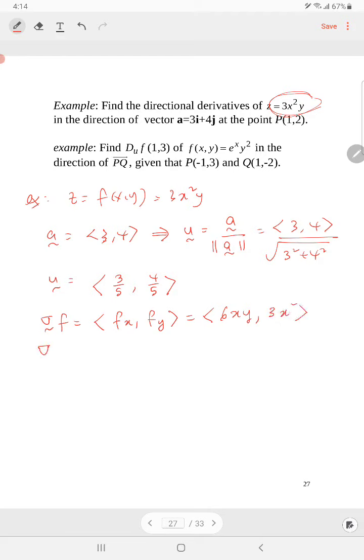Now we can find the gradient, or del, of f at point P, which is at (1, 2). We just replace x with 1 and y with 2. That gives us 6 times 1 times 2, which is 12, so we have 12i. And then here we have 1 squared times 3, which is 3. Now we can get the directional derivative of f in the direction of u, where u is the same direction as a, at point (1, 2).